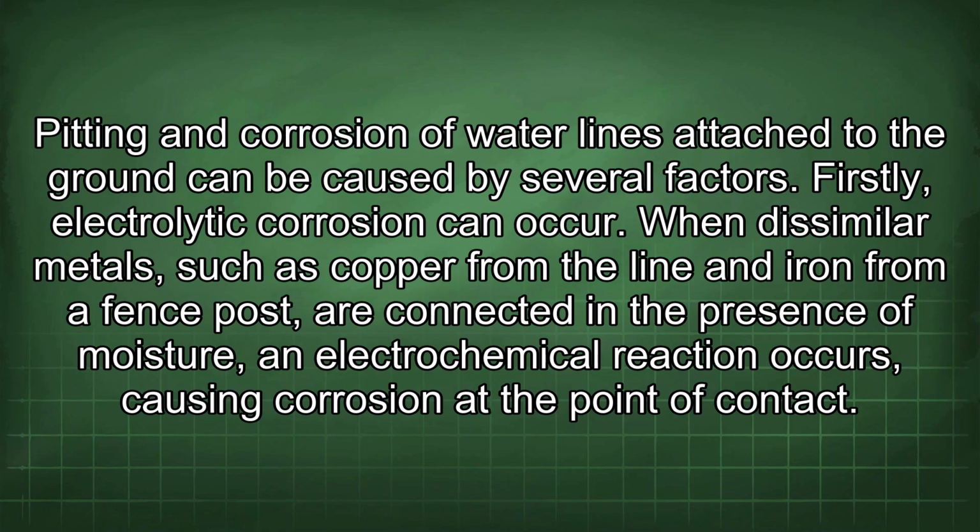Pitting and corrosion of water lines attached to the ground can be caused by several factors. Firstly, electrolytic corrosion can occur. When dissimilar metals, such as copper from the line and iron from a fence post, are connected in the presence of moisture, an electrochemical reaction occurs, causing corrosion at the point of contact.